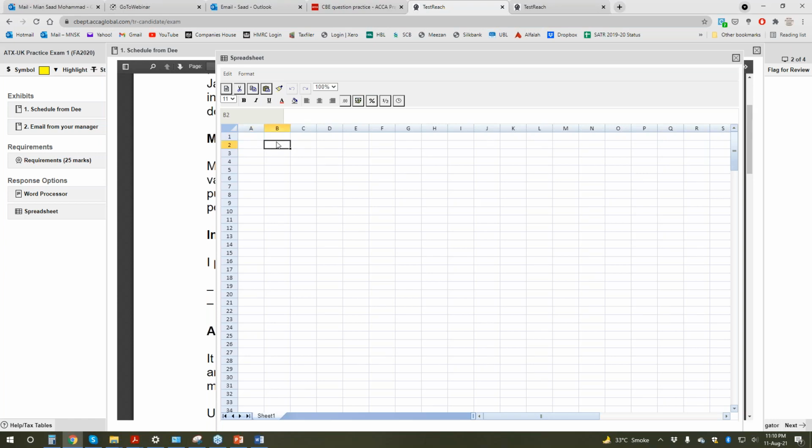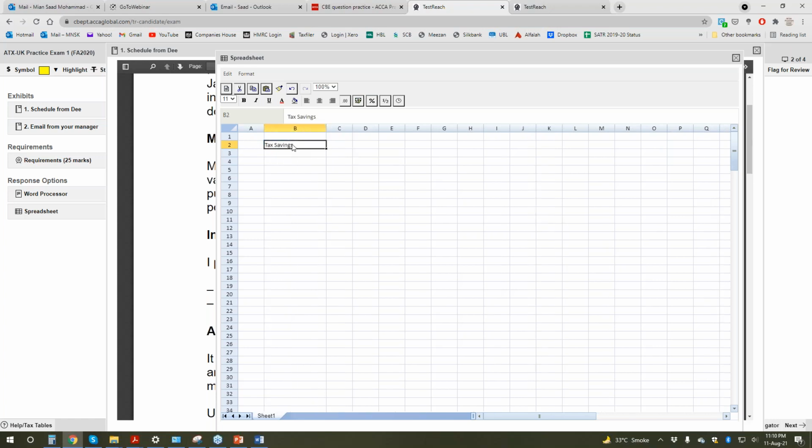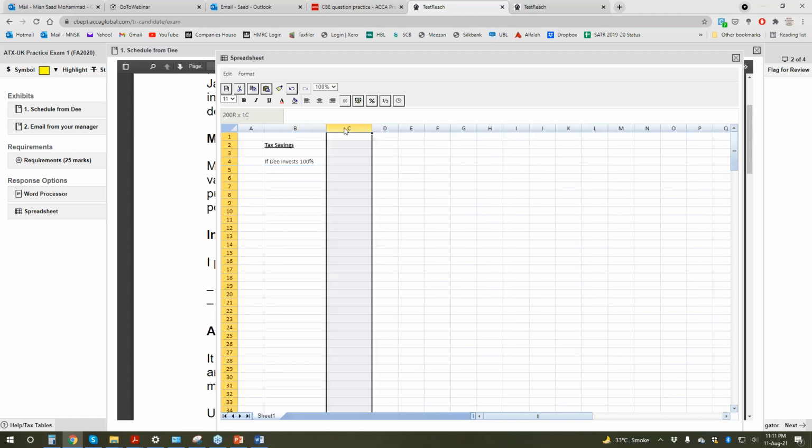So we'll start with tax savings. Obviously, as I told you before, my approach is first to put the data that is given in the question. If D invests 100%, then the answer will be 4485, that is mentioned in the question. If both invest, I don't know the answer, I have to calculate.